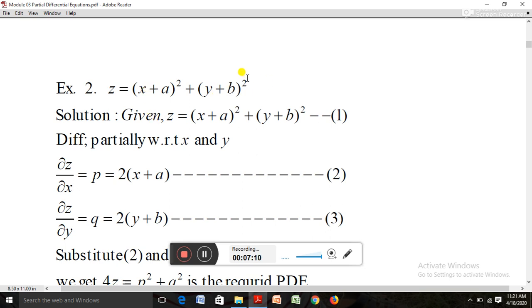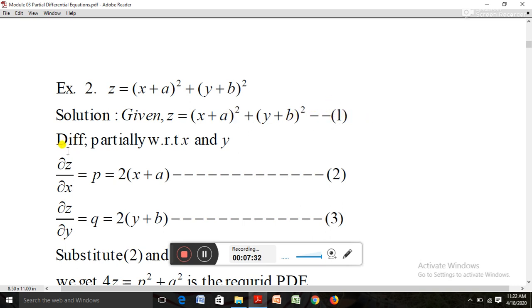So this is the partial differential equation. Here the arbitrary constants are a and b, and we can eliminate a and b. The given solution is z is equal to x plus a bracket square plus y plus b bracket square. Call it equation 1.